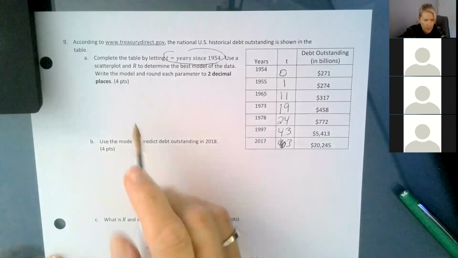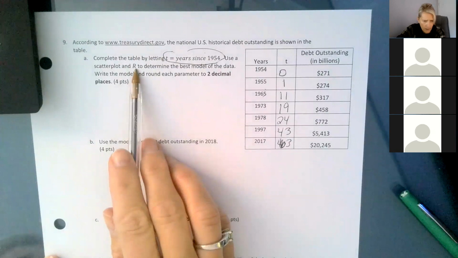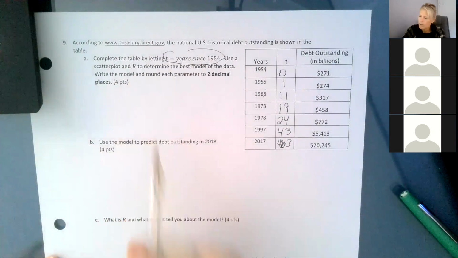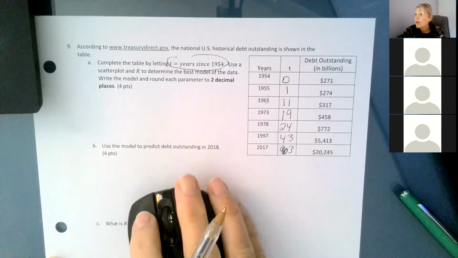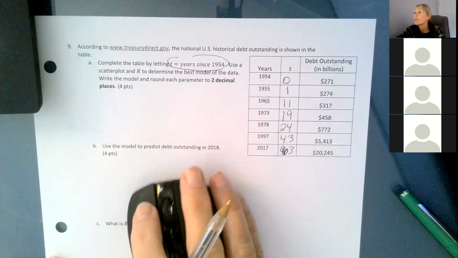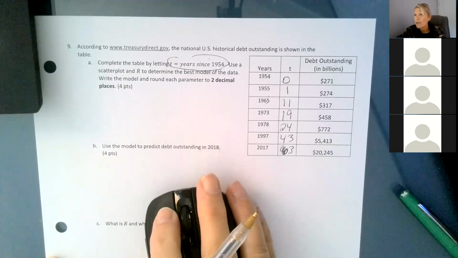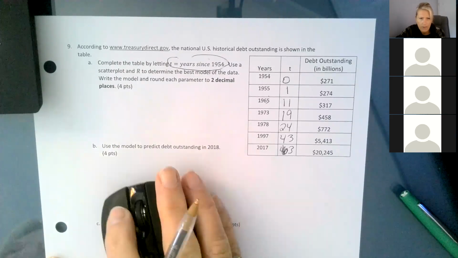It says complete the table. We did. You make a scatter plot. We will. And the R to determine which model is the best. Then write the model and round each parameter to 2 decimal places. So I'm turning off the things we just did in Desmos, and I'm going to turn on the data we have here.